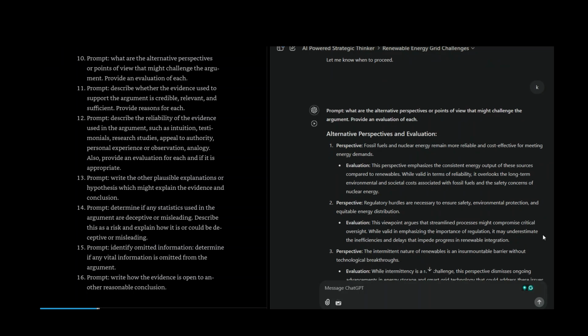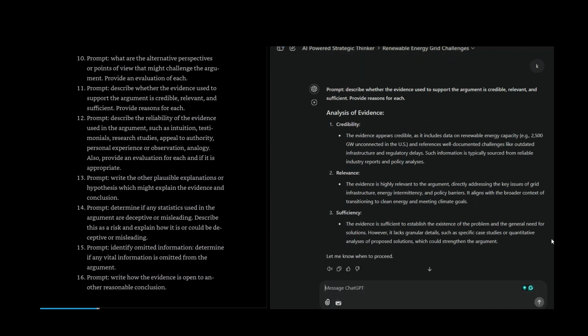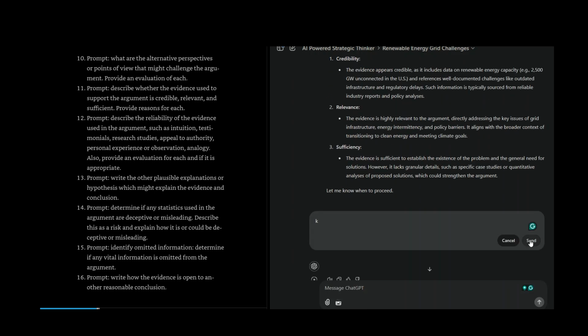Determine whether the argument relies on fallacious reasoning, value conflicts, or ambiguous terms that may detract from the argument's credibility. 7. Write the underlying assumptions or beliefs that the argument relies on, and evaluate their reasonableness and whether they have been adequately justified. 8. What are the alternative perspectives or points of view that might challenge the argument? Provide an evaluation of each.